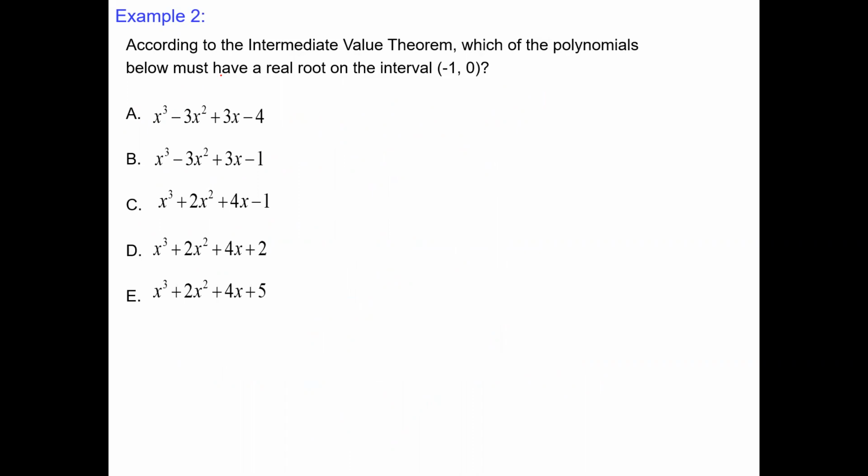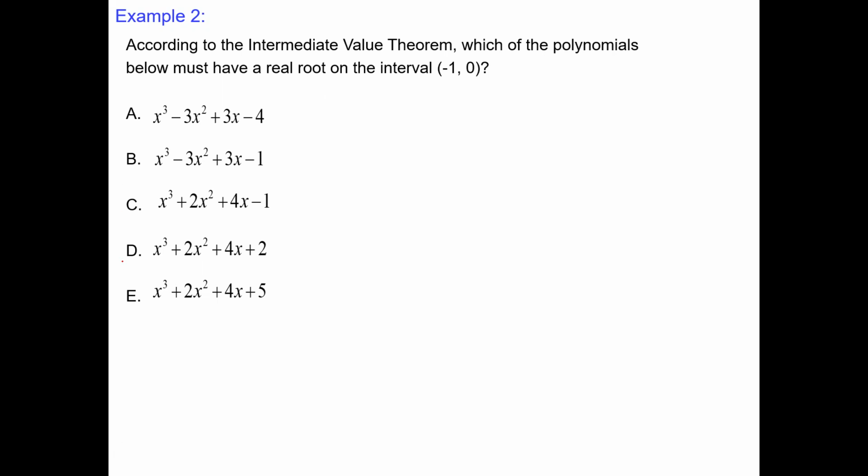Multiple choice. According to the intermediate value theorem, which of the polynomials below must have a real root on the interval from -1 to 0? Okay, so this one, we have to treat each of these functions as a polynomial, and we have to check how the values behave at -1 and 0. We know that only one answer is correct. That's always the case. It's a little bit time consuming.